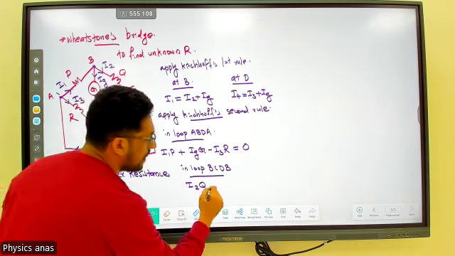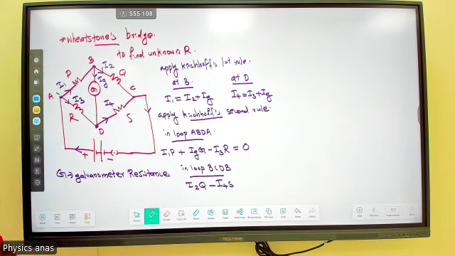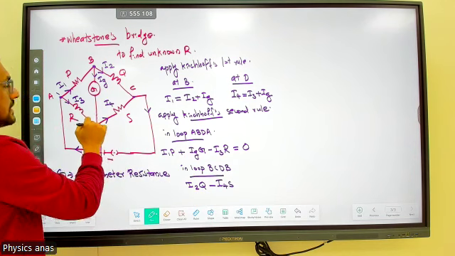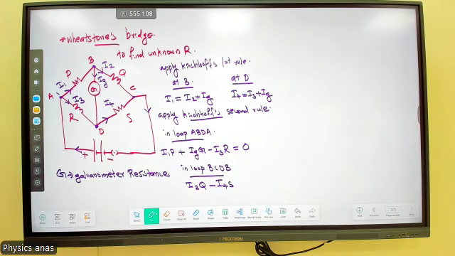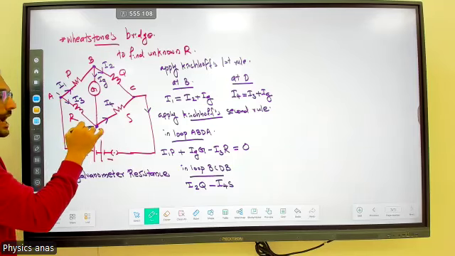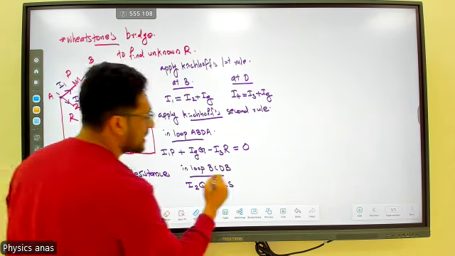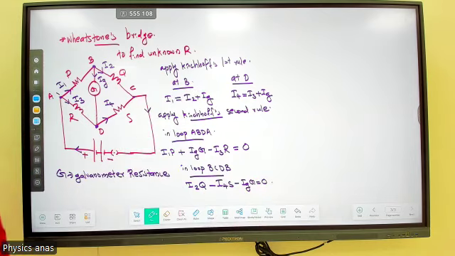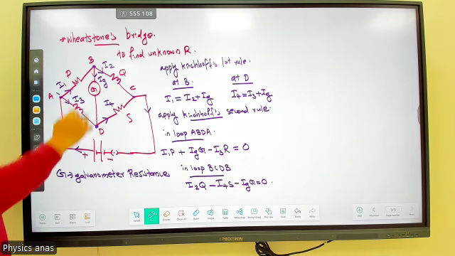I2Q minus I4S. Why is I4S minus? Because I am going from C to D, the current is in the opposite direction. So minus I4S. Now D to B, IgG. Is IgG positive or negative? Negative, right? I am moving from D to B, the current is in the opposite direction, so I take it as negative. IgG is equal to 0. I am applying Kirchhoff's second rule here and here.